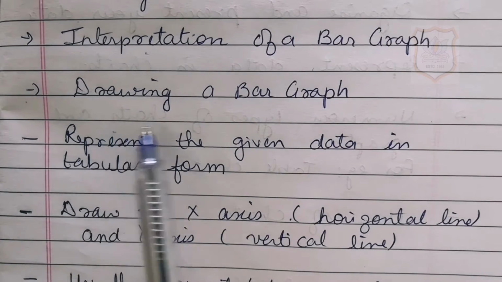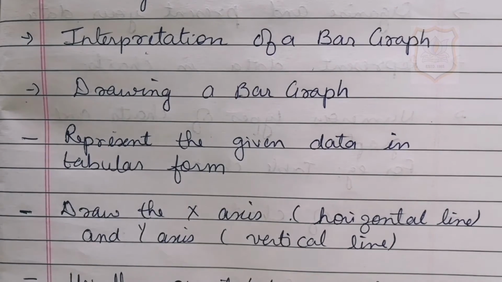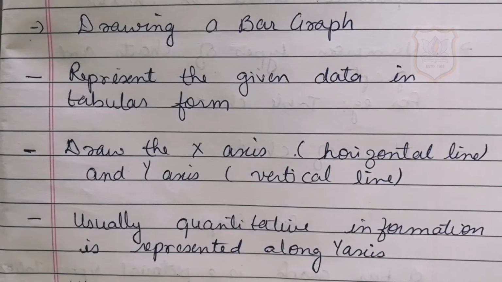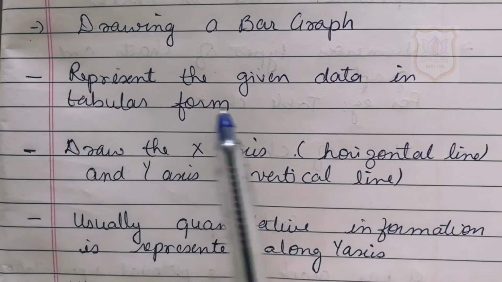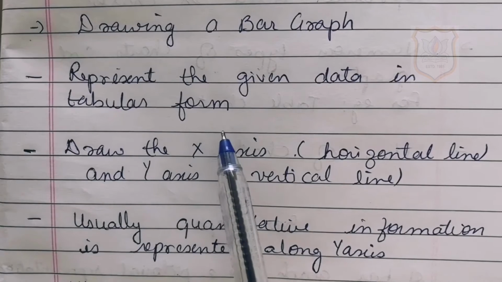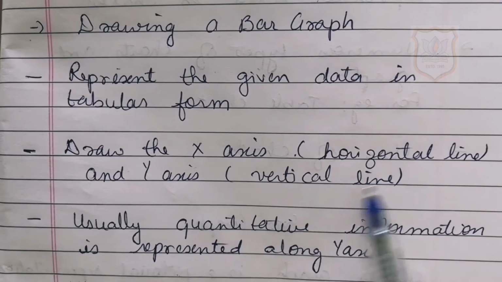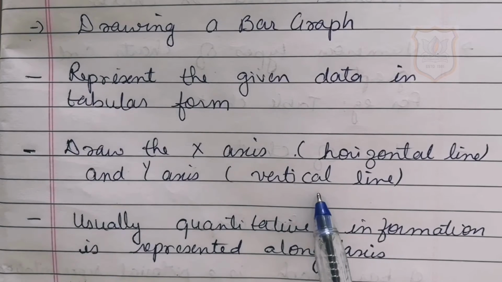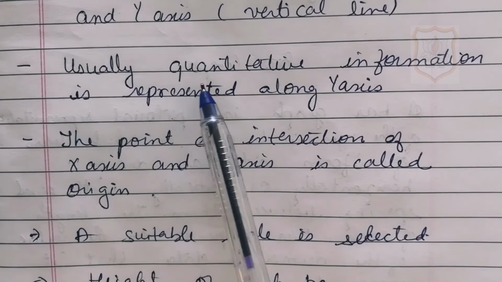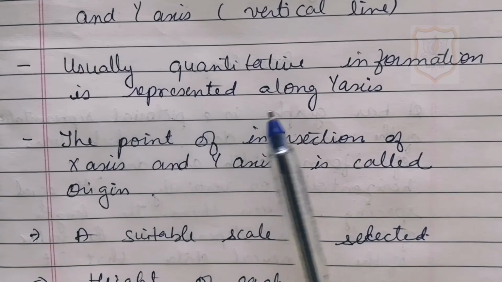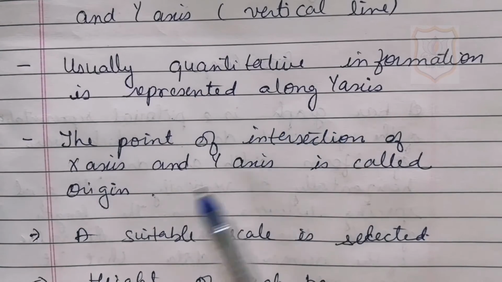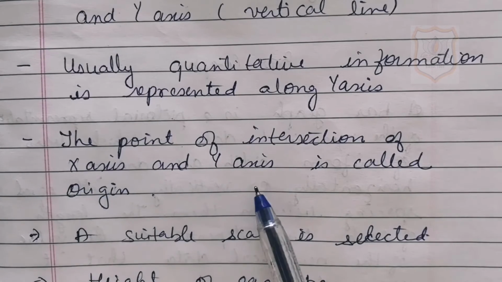Next, drawing a bar graph. How to draw a bar graph? Represent the given data in tabular form. Draw the x-axis, that is the horizontal line, and the y-axis, that is the vertical line. Usually quantitative information is represented along the y-axis. The point of intersection of the x-axis and y-axis is called the origin.